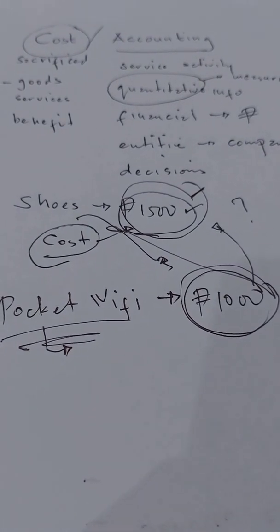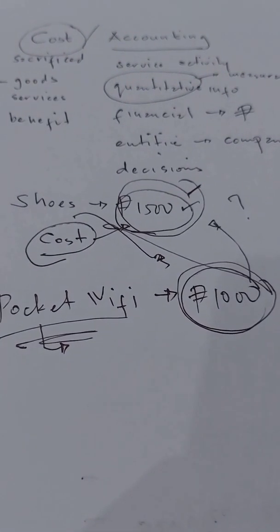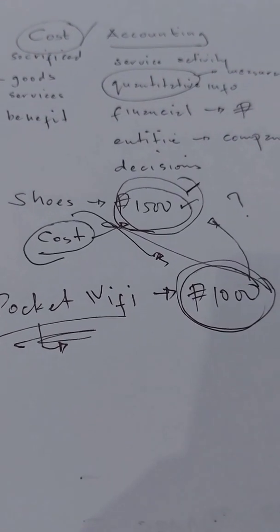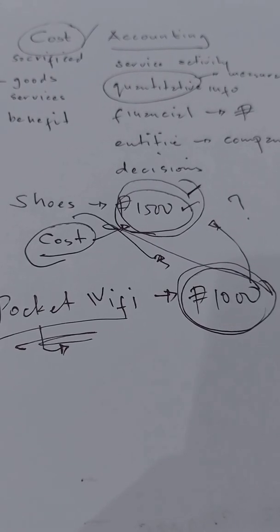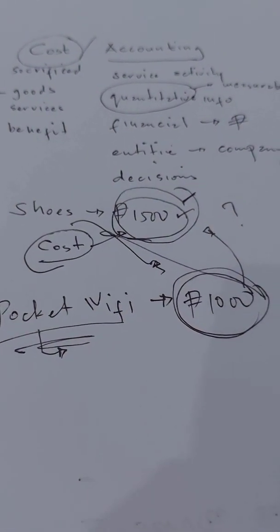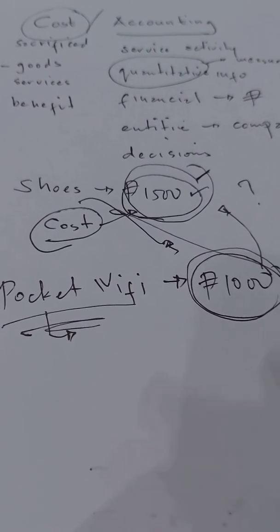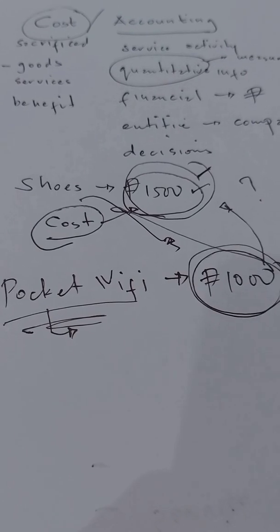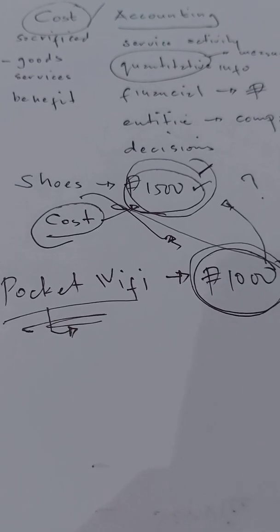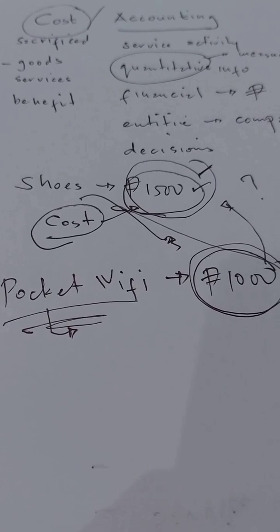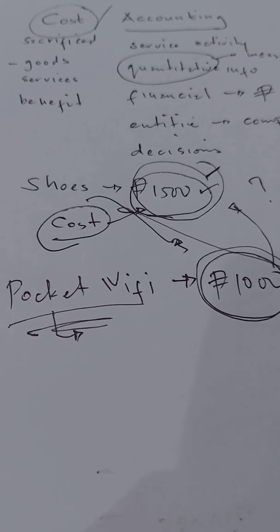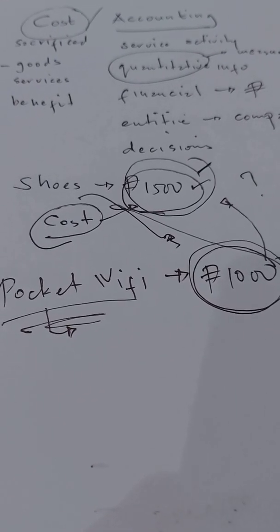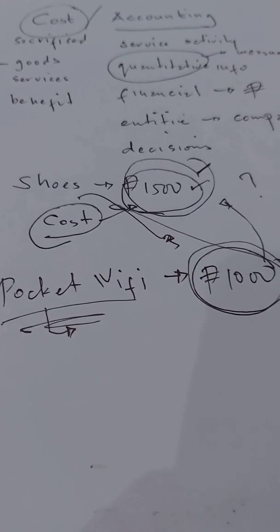So, pag sinabi natin cost is the cash or cash equivalent value sacrifice for goods and services that are expected to bring a current or future benefit to the organization. Hindi lang naman cash, pwede rin kasing non-cash asset. Okay, so nagkaroon ka ng packet wifi, pinalitan mo siya ng sapatos. Yung cost ng sapatos mo sa'yo is 1,500, so yun yung give up mo. So, ibig sabihin, ang cost na ng packet wifi para sa'yo is 1,500.